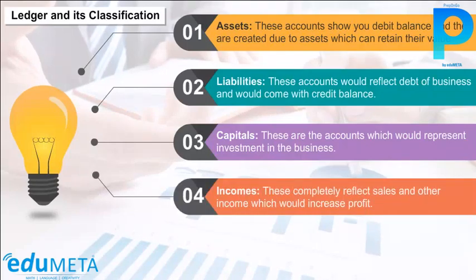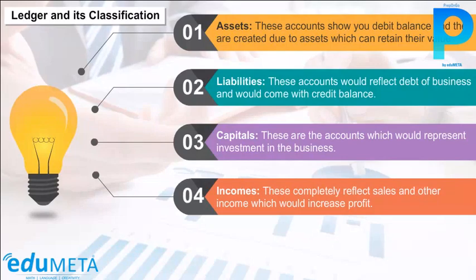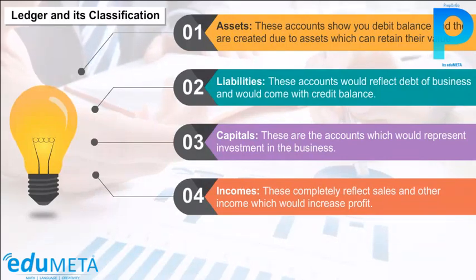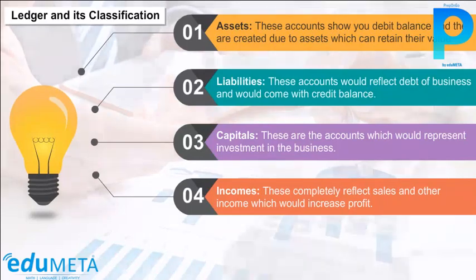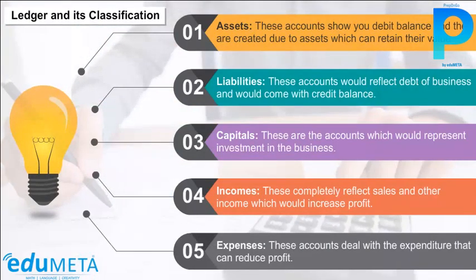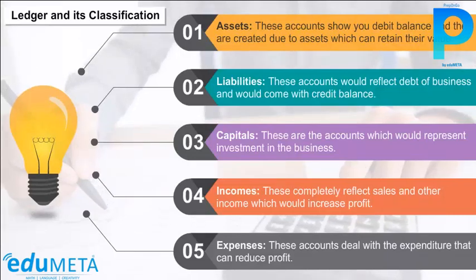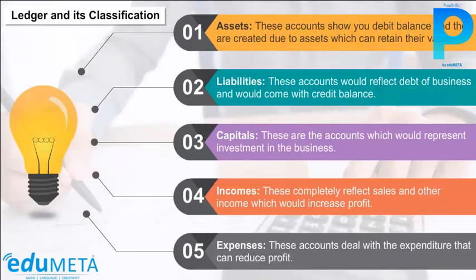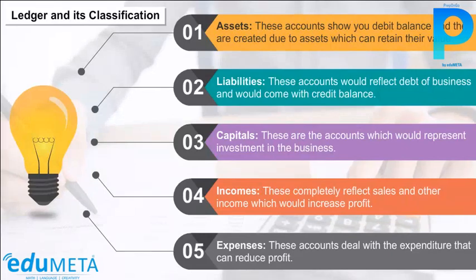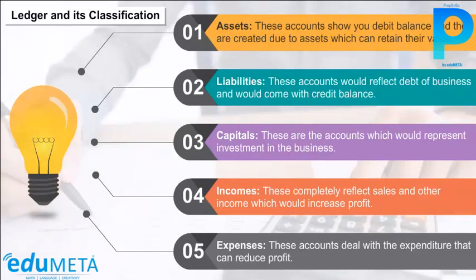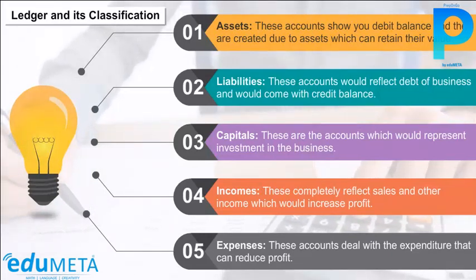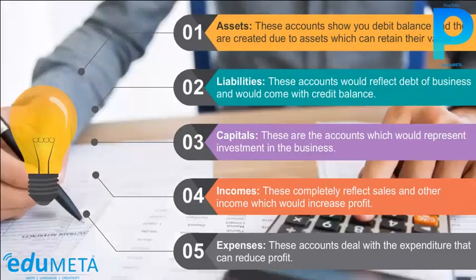4. Incomes. These reflect sales and other income which would increase profit. They show a credit balance and are credited to the profit and loss account. 5. Expenses. These accounts deal with expenditure that can reduce profit. They show a debit balance and are debited to the profit and loss account.